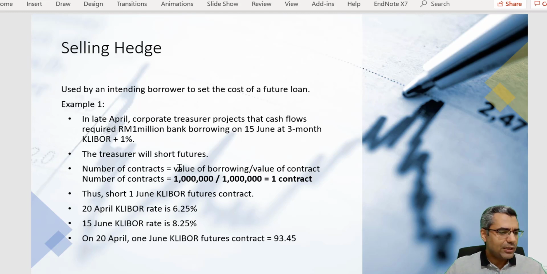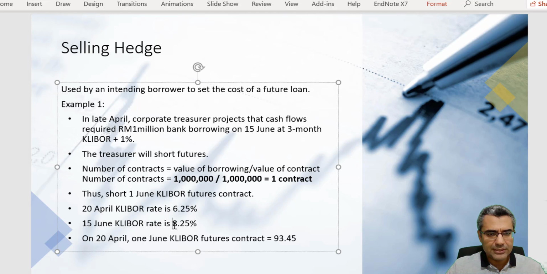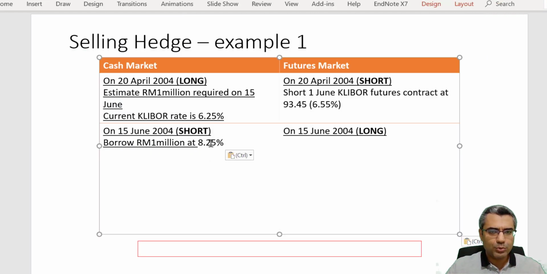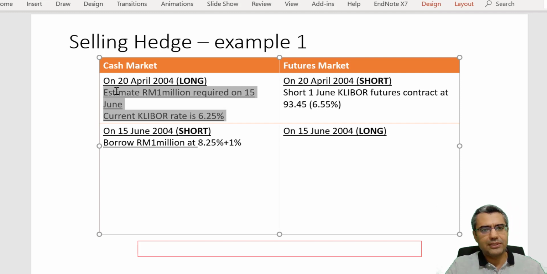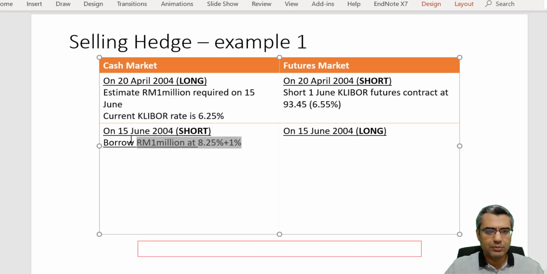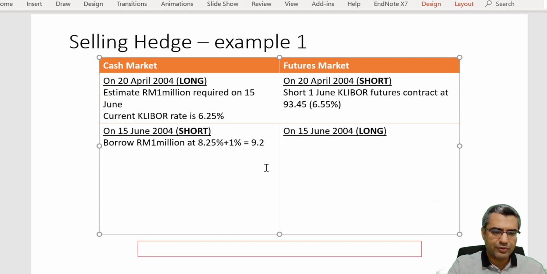Now, what is the KLIBOR rate now? KLIBOR rate on 15th of June is 8.25%. So you borrow at 8.25% plus 1%, right? This is based on the question. You already agreed with the bank that you will borrow at KLIBOR rate plus 1%. This means you can borrow at 9.25%.